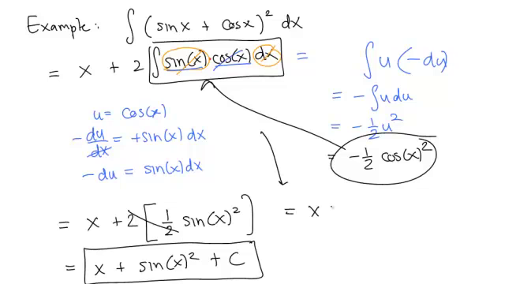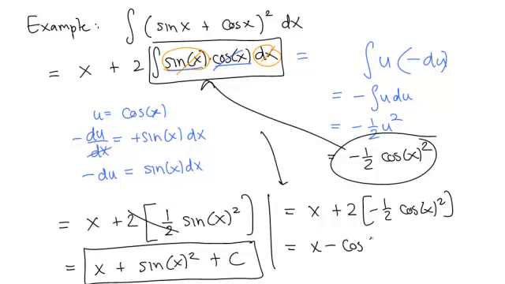An antiderivative of x plus 2 times negative 1/2 the cosine of x quantity squared, or x minus cosine of x quantity squared plus c. So which of these two answers is right? Is it possible to have two completely different substitutions that get me valid answers? Well, yeah. There's nothing wrong about the individual steps, and in fact, I can show that these two answers are both reasonable.